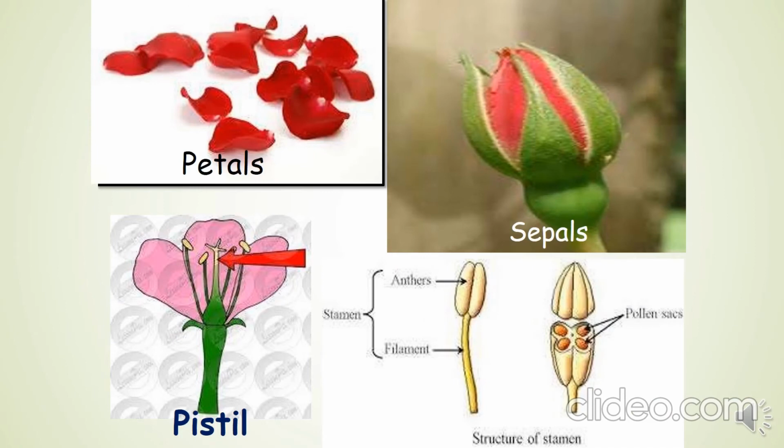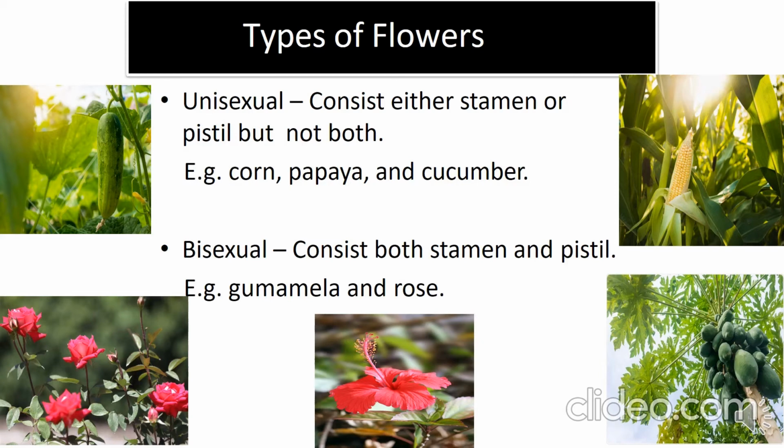These are the vital parts in the reproduction of plants. We have petals, pistil, sepals, and the stamen. We also have types of flowers. One is unisexual and the other one is bisexual. When we say unisexual, it consists of either stamen or pistil but not both. Examples are corn, papaya, and cucumber. For the bisexual flowers, they consist of both stamen and pistil. Examples are gumamela and rose.